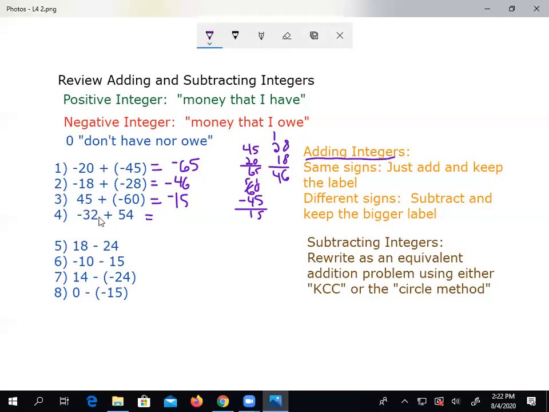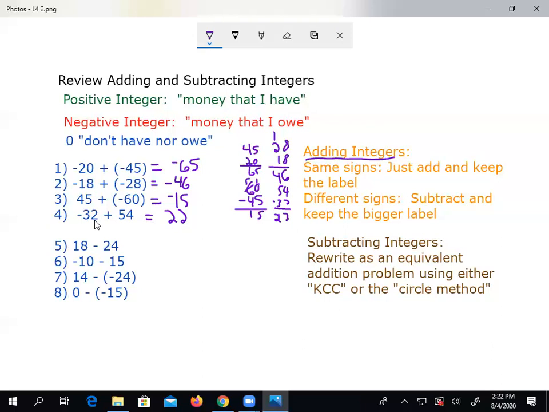So if I have a 32 and a 54, notice how the signs are different. So again, I subtract 54 and I take away the 32. And when I do that subtraction, I end up with 12. Actually, 22, my fault. So I get a 22 there. But you got to keep the bigger label. And since it was more positive, it stays positive. The answer is a positive 22.